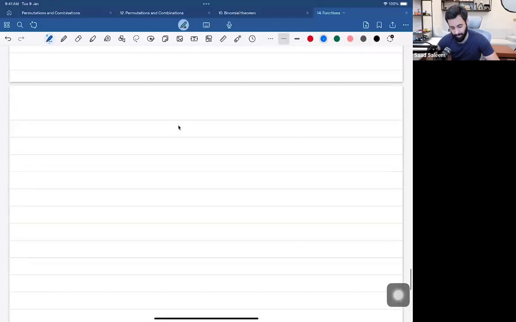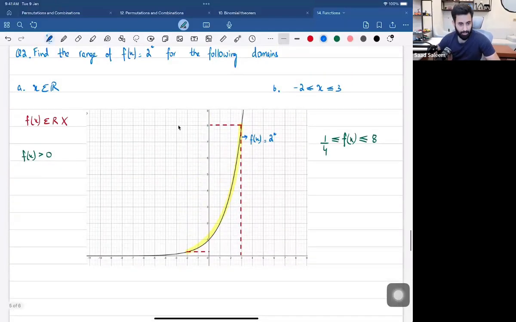Do we already know what an exponential graph looks like? We already know what an exponential graph looks like, right? We already know what a quadratic graph looks like. We already know what a cubic graph looks like. So it's always a good idea to draw a rough sketch.